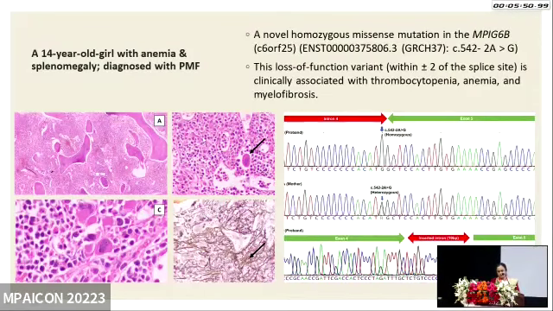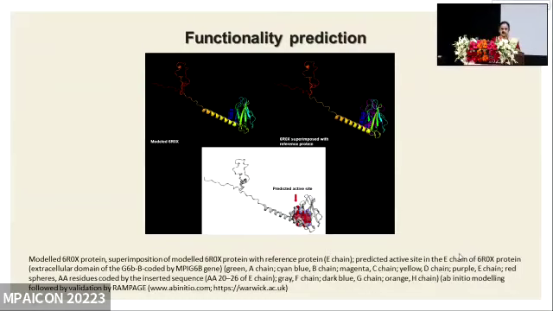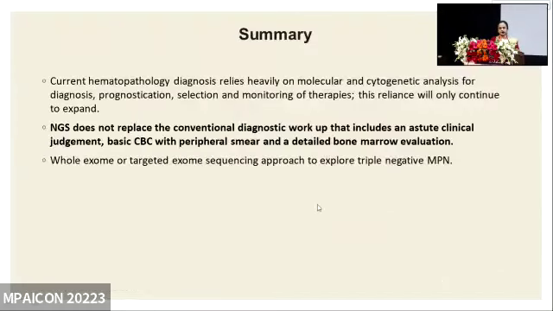Now, this is the electropherogram showing the homozygous mutation in the child and the mother. Unfortunately, the father is not available to complete the pedigree here. We did sequencing of the cDNA, which shows the retained intron. Although we could not prove the functionality of this splice site, we stopped at predicting the functionality by showing that this inserted intron could result in the presence of an active site.